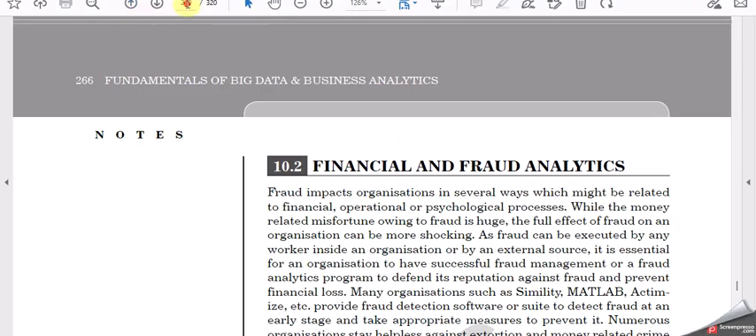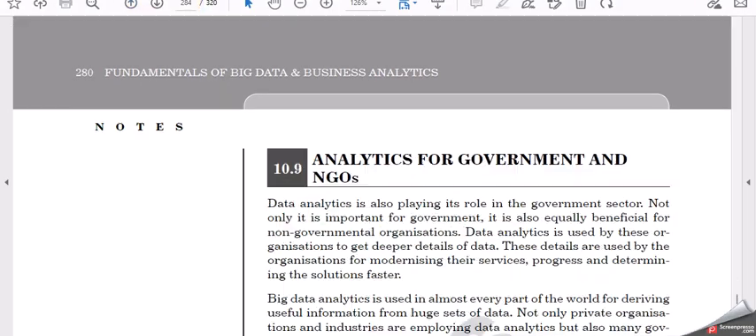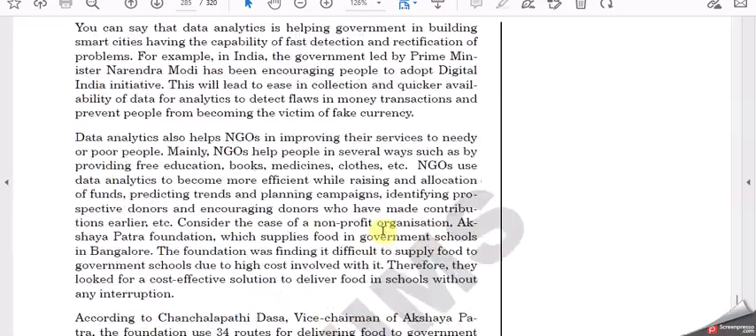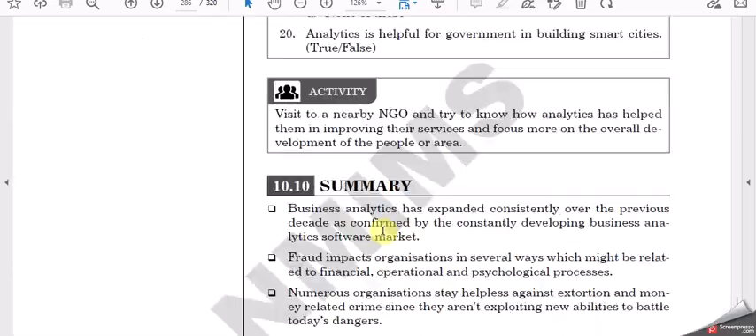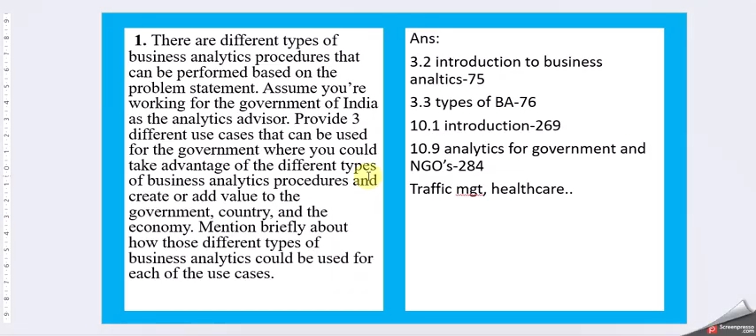Then page 284, here analytics for government and NGOs, so here you have some information regarding the government organization. Now finally, you can collect some information like you can apply business analytics in traffic management or healthcare of the country. So that kind of analysis or connection you have to provide with business analytics and the government organization, which will be helpful.